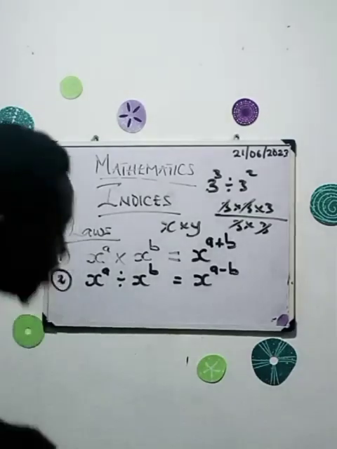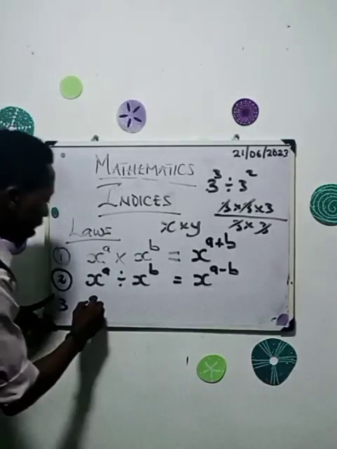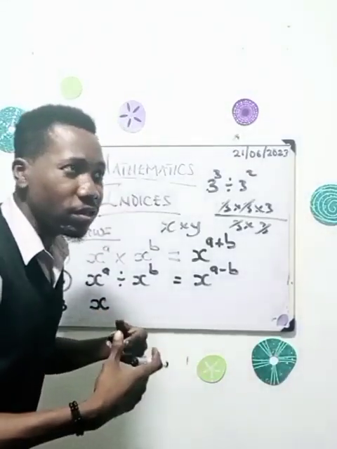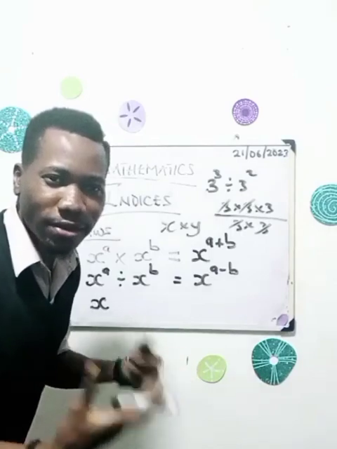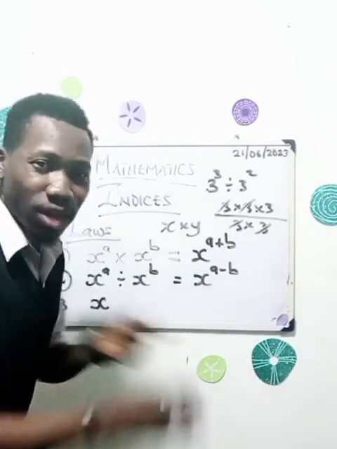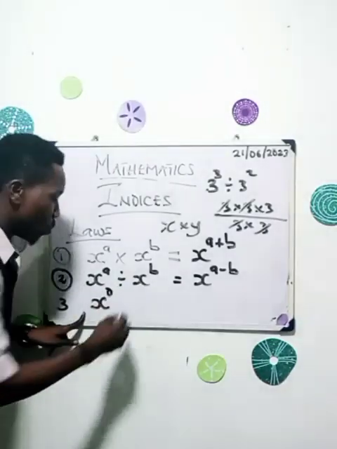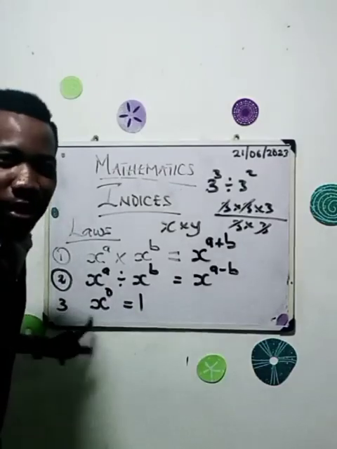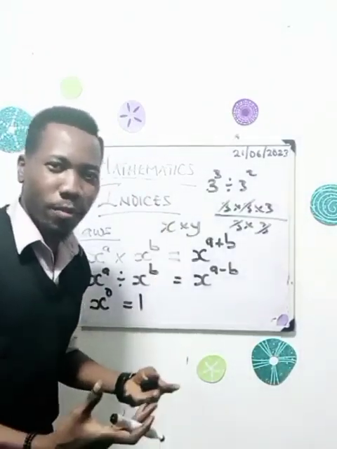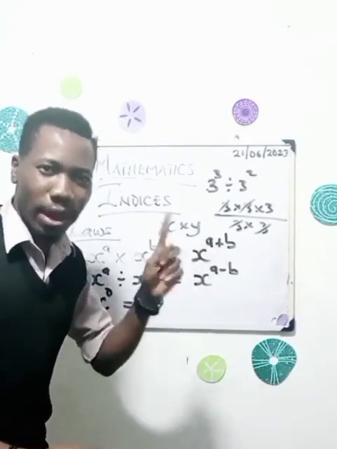Rule number 3 says, any number, 50, 20, 100, 1000, 1 million, any number represented by x here, raised to the power of 0 will give us 1. So 50 raised to the power 0 is 1. 1 million raised to the power 0 is 1. 10,000 raised to the power 0 is 1. That's rule number 3.